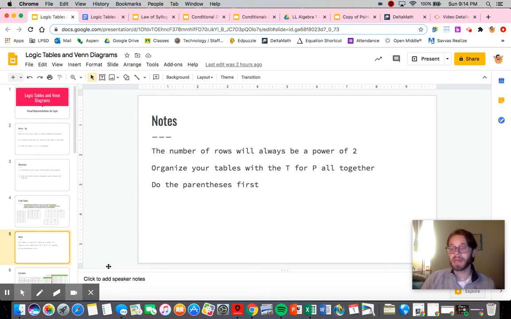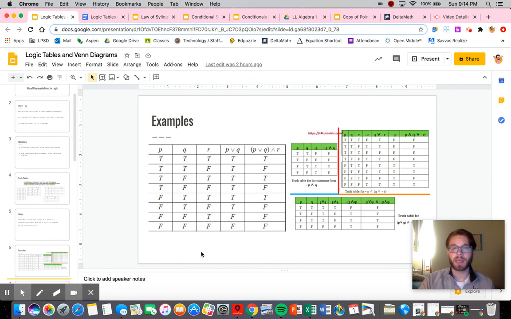And then also, as always, do the parentheses first. As you're getting into more complicated truth tables, you're going to end up in situations where you have parentheses around a couple statements. Make sure you have a column for what's inside those statements, and that way you can really deal with what you're looking at.